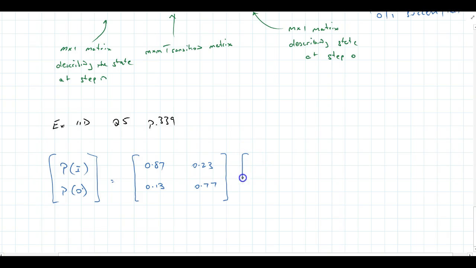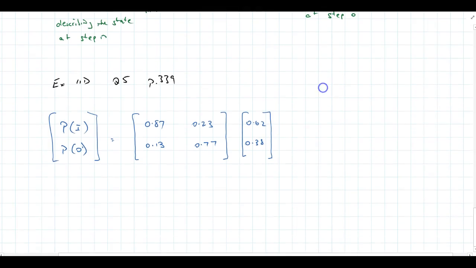My step 0 matrix. So at step 0, which is Monday, I've got 60% of people in the indoor pool, and I've got 38% of people in the outdoor pool. So there we have it. This is my transition matrix, this is my S0, and this is my Sn. Now, all we need to do now is work out what the question's asking.